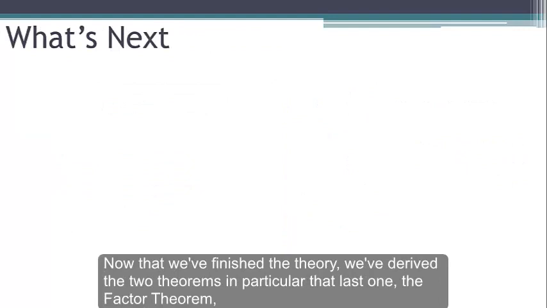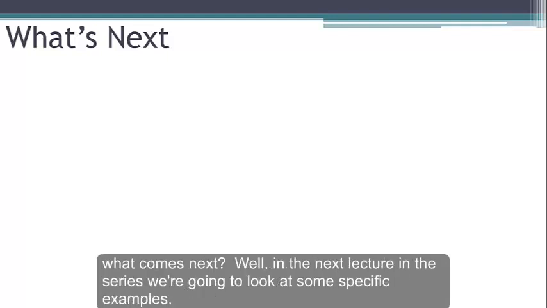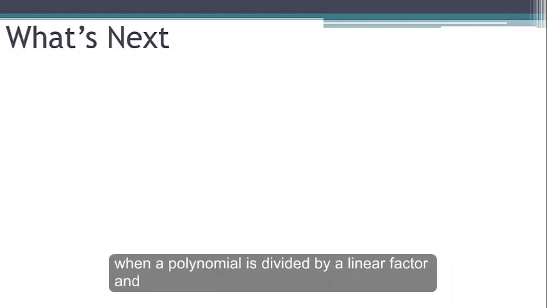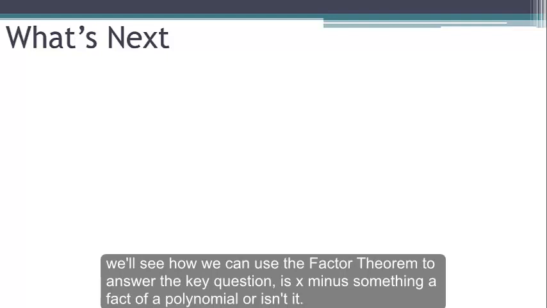So now that we finished the theory, we've derived these theorems, in particular that last one, the factor theorem. What comes next? Well, in the next lecture in the series, we're going to look at some specific examples. We'll see how we can use the remainder theorem to quickly determine the remainder when a polynomial is divided by a linear factor, and we'll see how we can use the factor theorem to answer this key question: is x minus something a factor of a polynomial, or isn't it?